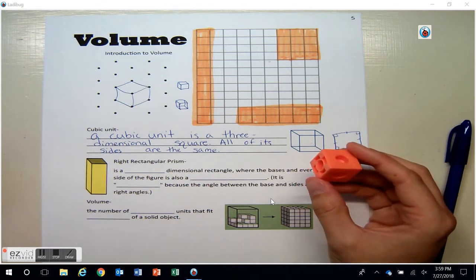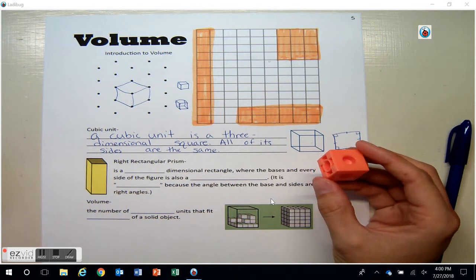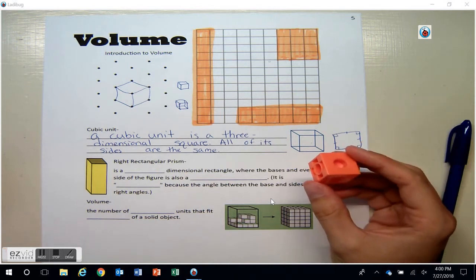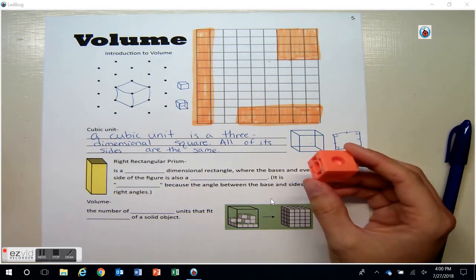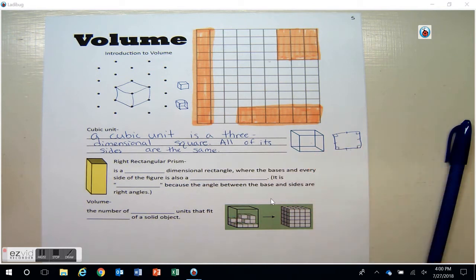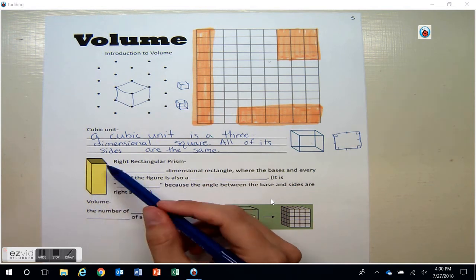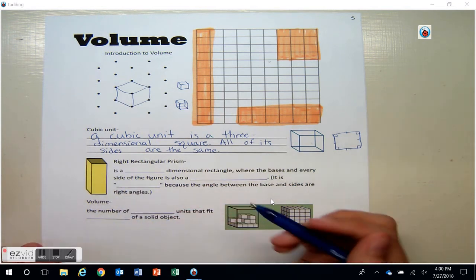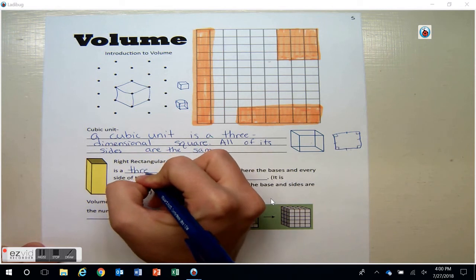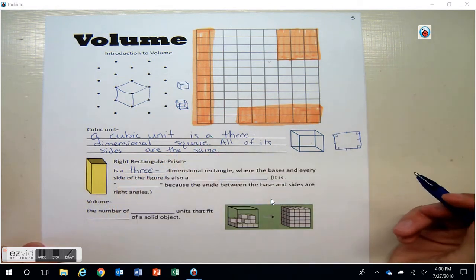All right, you probably made some really cool shapes using these 24 cubes. But let's say I challenge you to use these 24 cubes to create a right rectangular prism. Well, first you probably want to know what a right rectangular prism is. Here's an example of that right rectangular prism. A right rectangular prism is a three-dimensional rectangle where the bases and every side of the figure is also a rectangle.